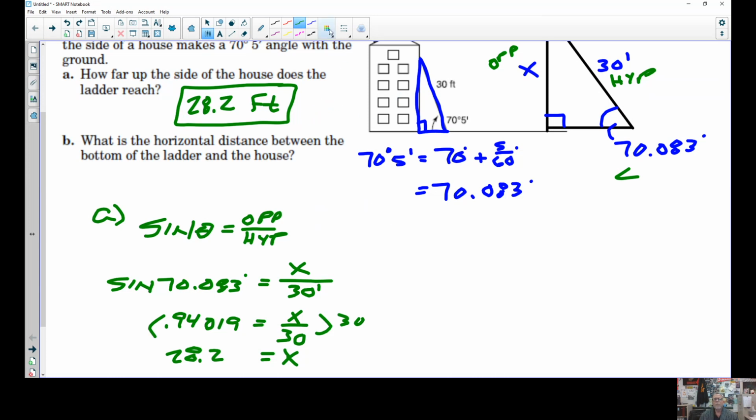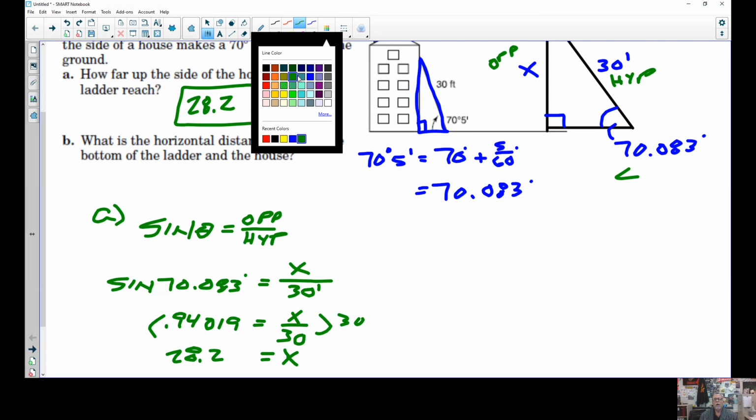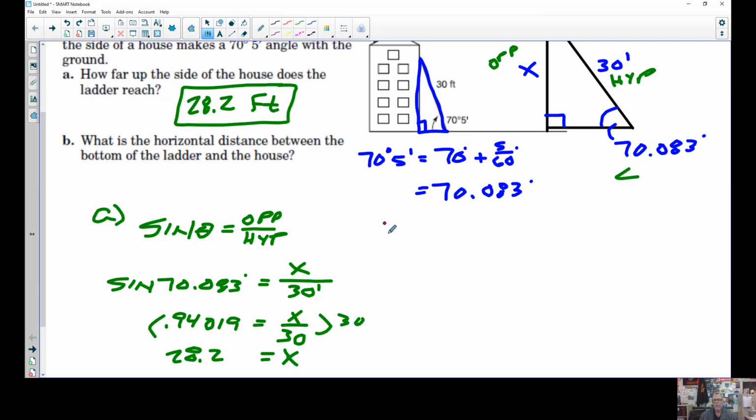So now let's look at part B. What do I do for that one? Well, let's look at it. Part B says, what is the horizontal distance between the bottom of the ladder and the house? So now we're talking about this side is what we need. And this side, I'll call it Y, just to call it a different variable. This is our adjacent side, right? So now we're given the hypotenuse and the angle, and we have to find the adjacent side. So what relates adjacent, hypotenuse, and the angle?